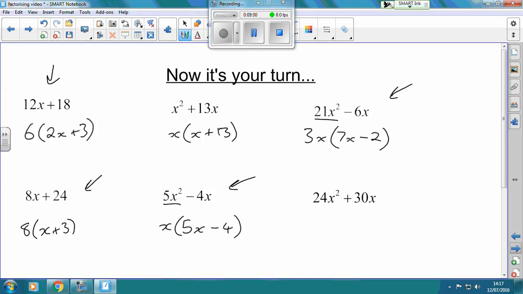Next question, and final question, we've got 6 that goes into both, and that's the biggest number. And we've also got an x there, so we're going to take 6x outside. And 6x times 4 would be 24x, but we want 24x squared. So we put another x there. So 6x times 4x, 24x squared, plus 6 times 5 is 30. So 6x times 5 is going to be 30x.